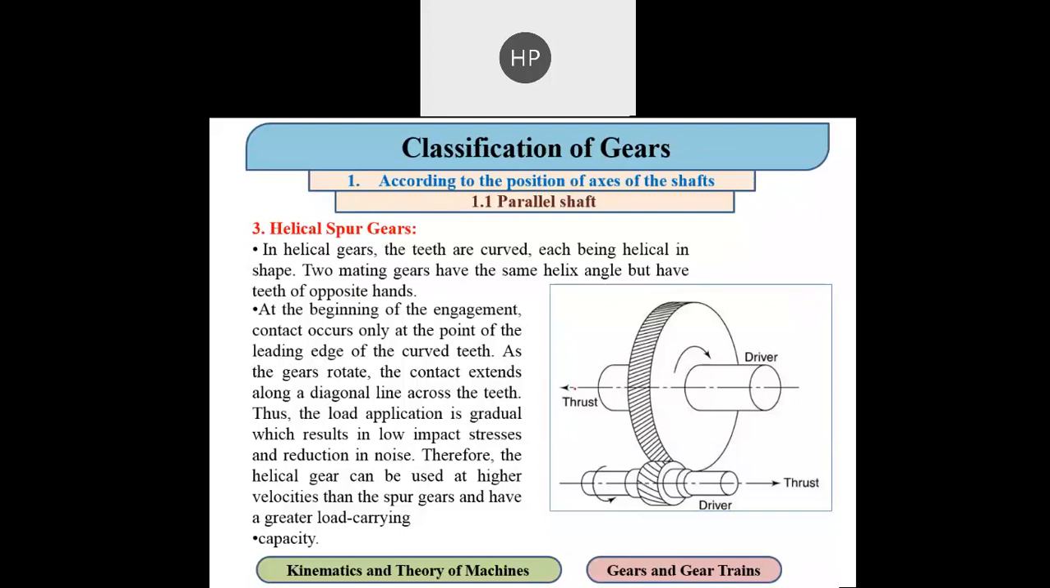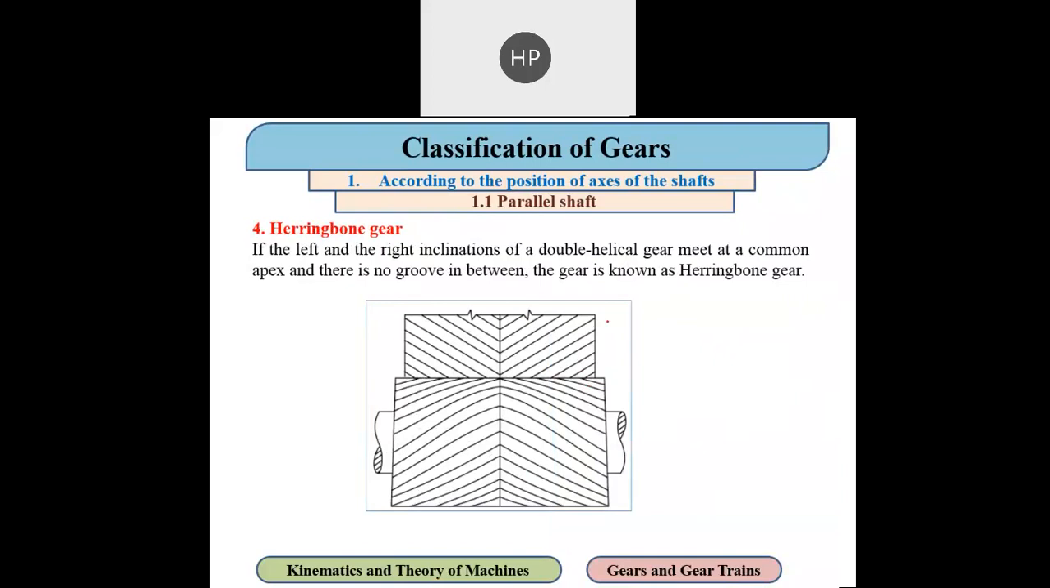Then the third one is the helical spur gear. In that, the teeth of the gear are at a certain angle to the axis of the shaft. The driver and driven gear have the same angle but in opposite directions. So this is known as a helical spur gear. Then the herringbone gear. In that, we have two helix angles on the same gear. So these are the positions when the shafts are parallel.